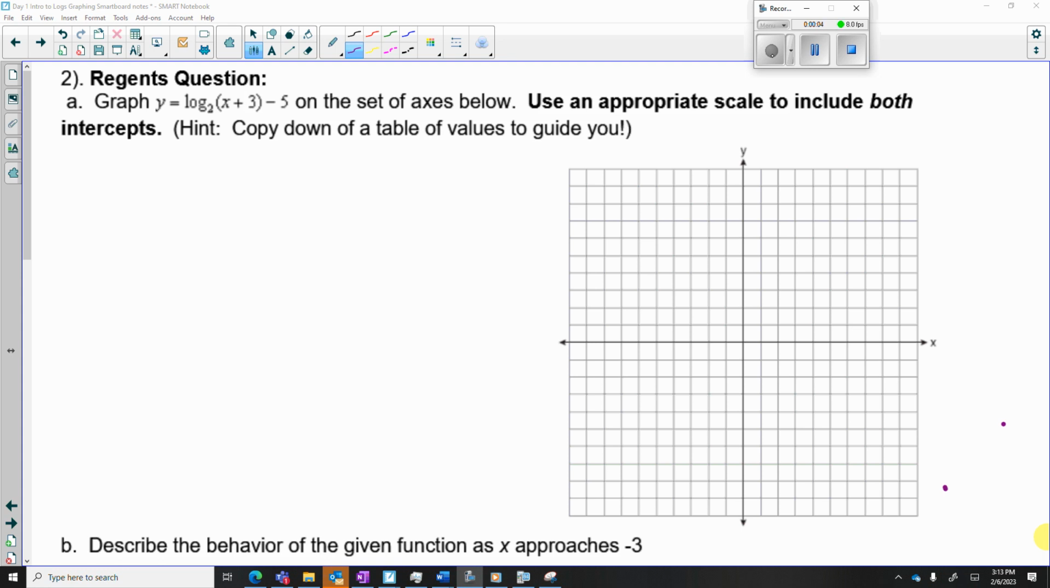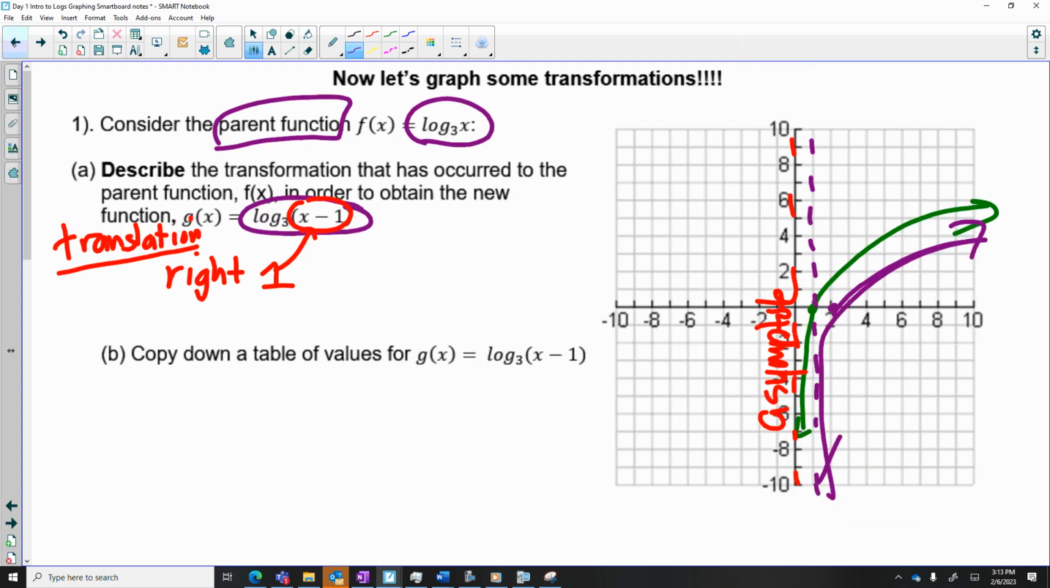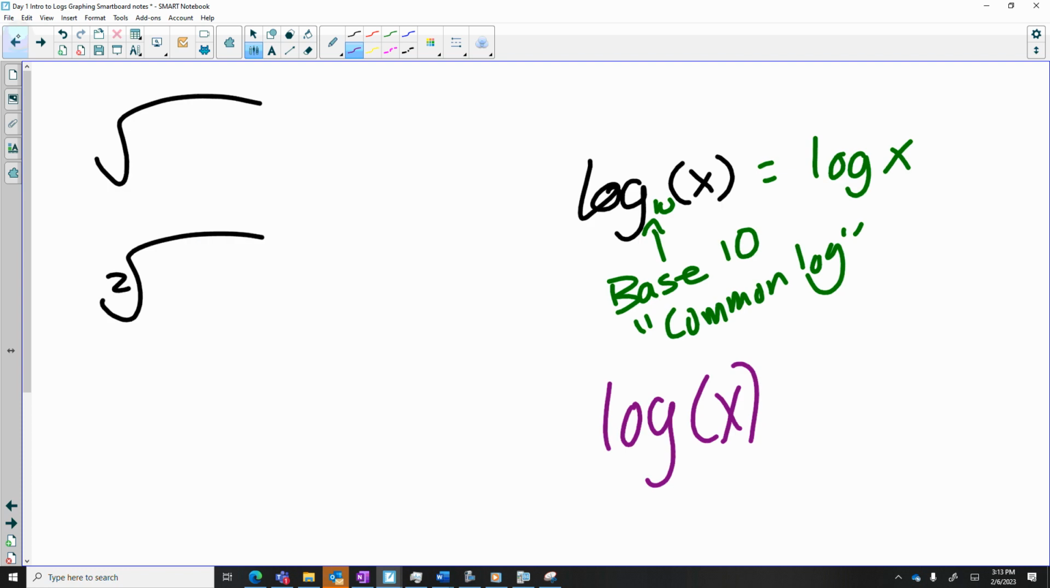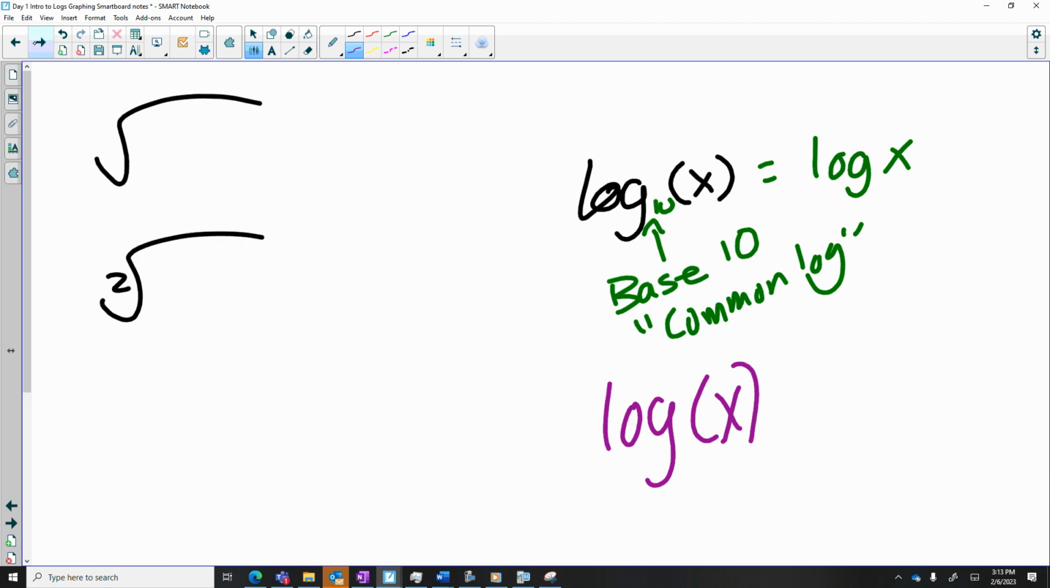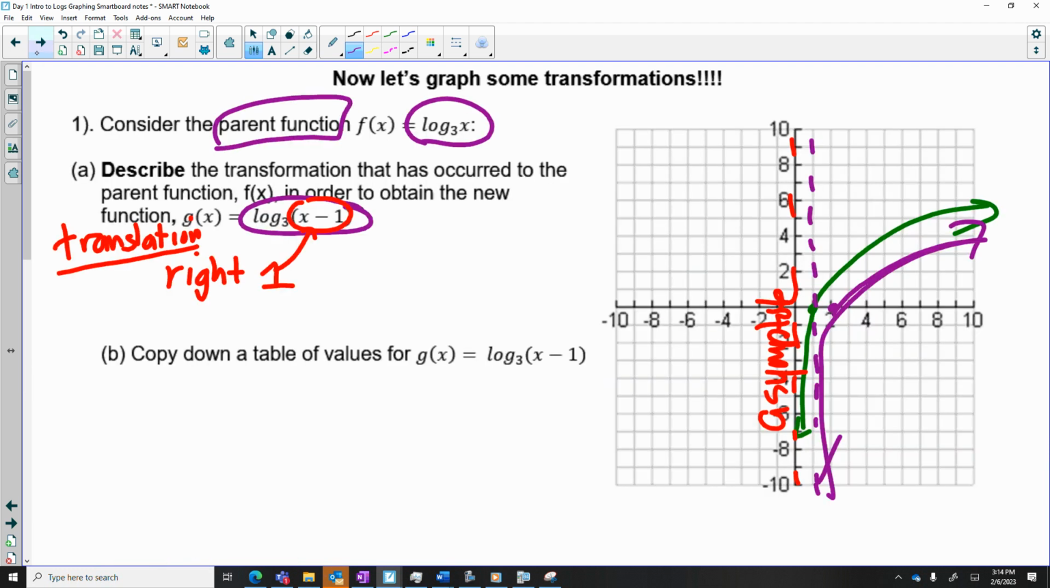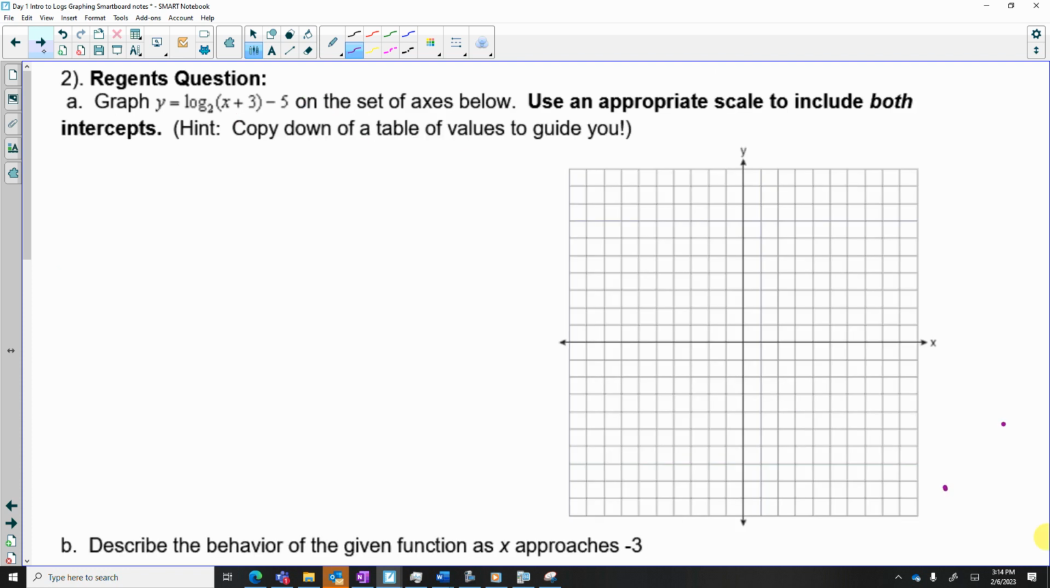Hi everyone, we're going to talk about practice question number 2 from yesterday's classwork. Yesterday we started this classwork. It was called Day 1, Unit 7, Logs, Day 1. We started with the Do Now, we talked about graphing, we talked about the relationship between inverses, the inverses of logs and exponentials, and we started talking about the transformations that can occur on example number 1. We're going to start today on example number 2, which was a Regents question, okay?